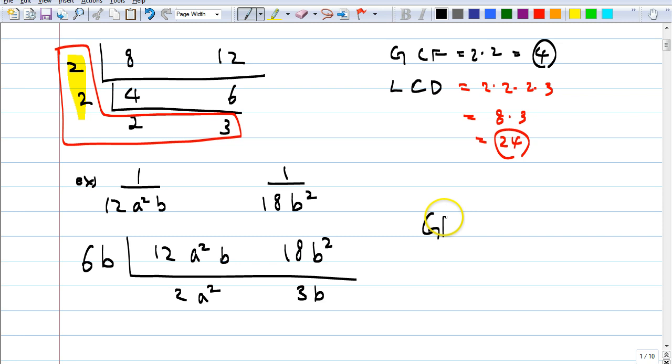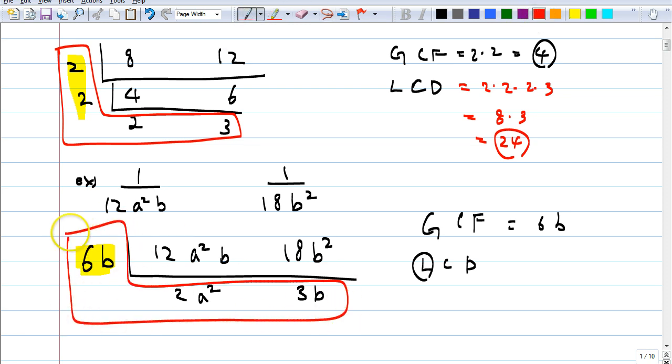By this method, you can actually find both of them, GCF and LCD. GCF is just 6b. What about your LCD? Remember the L. See this L shape right here. If I multiply the whole thing there, I get 6b times 2a squared times 3b. That's 36a squared b squared.